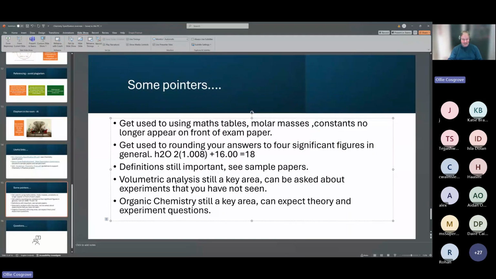Volumetric analysis is a key area. People commonly call that, as we said earlier, titrations, but you can be asked about experiments that you haven't seen. That's new. But if you can do one titration, you can pretty much do them all because it's the same equipment, same methods, pretty much. Organic chemistry, while it mightn't have as much detail in it as it used to, is still a key area. And if you look at the sample papers, you can see theory questions, experiment questions, and also thermochemical calculations, just like on the old course.